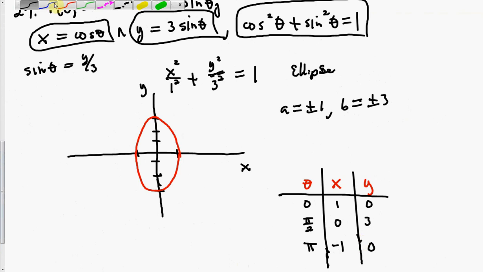So let's see if we can map that on this ellipse. So we have x, it's 1, y is 0. So we're there. And then we move to 0, 3. We're here. And then we move to -1, 0. So it's going around in this fashion. So that's the orientation, right?